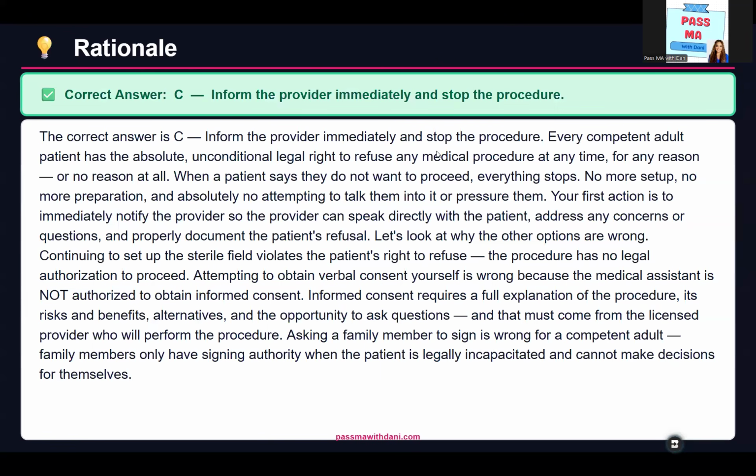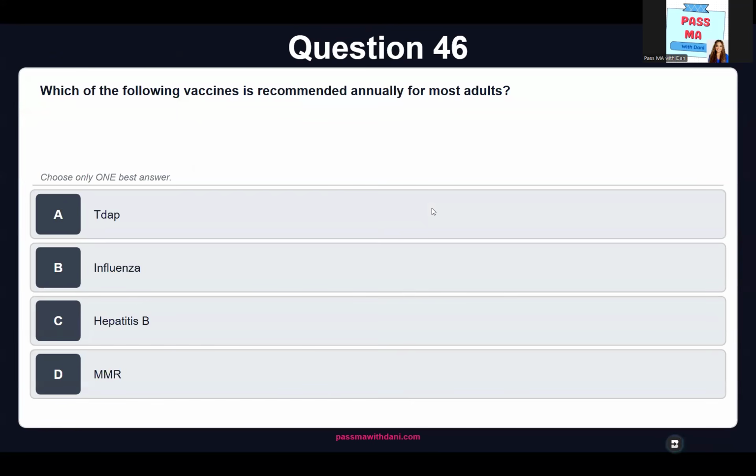For question 45, if you said C, to inform the provider immediately and stop the procedure, you are correct. Every competent adult has the absolute, unconditional legal right to refuse any medical procedure at any time for any reason, or guess what? No reason at all. If they don't want to proceed, guess what? Again, everything stops. No more setup, no more prep, and no attempting to talk them into it or even pressure them.